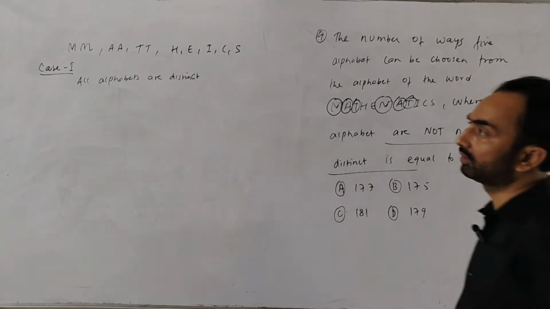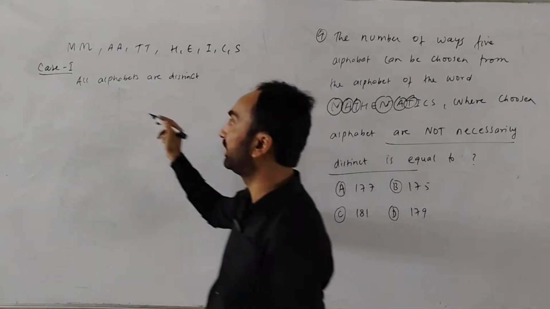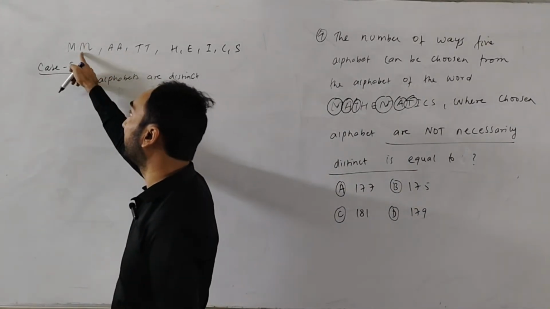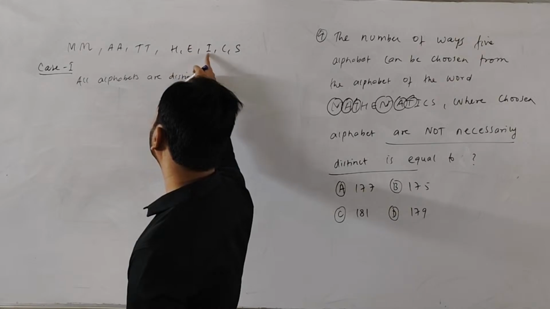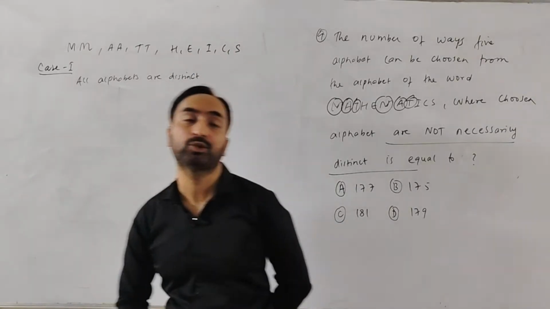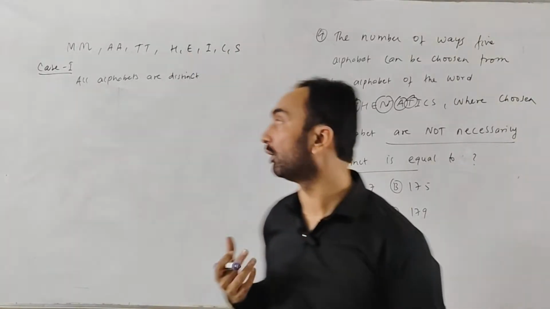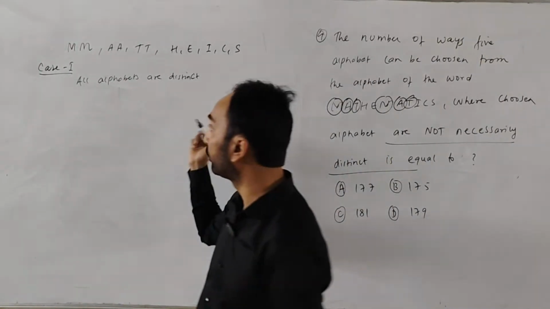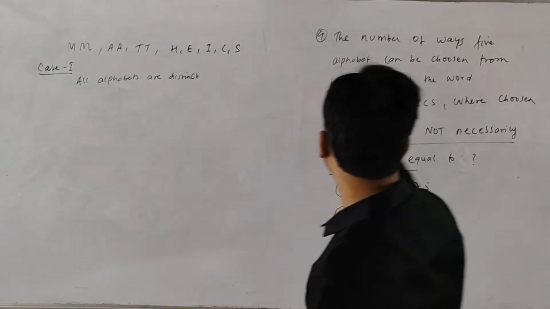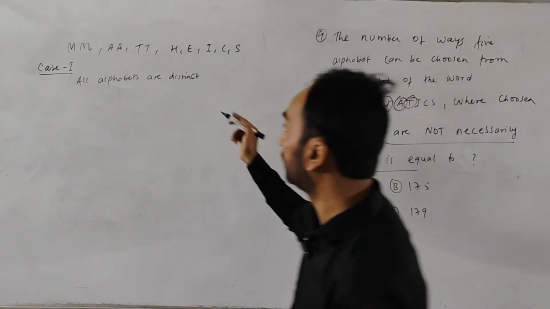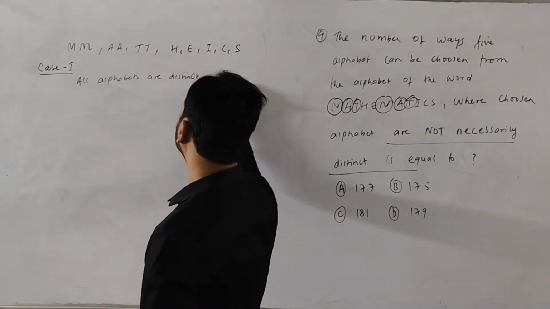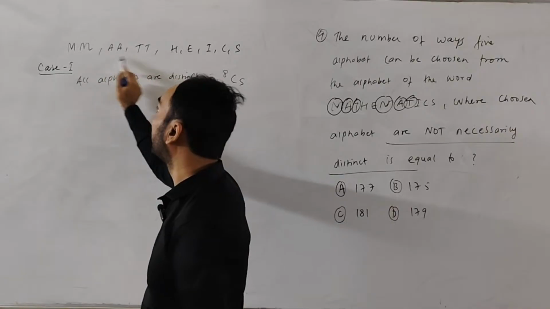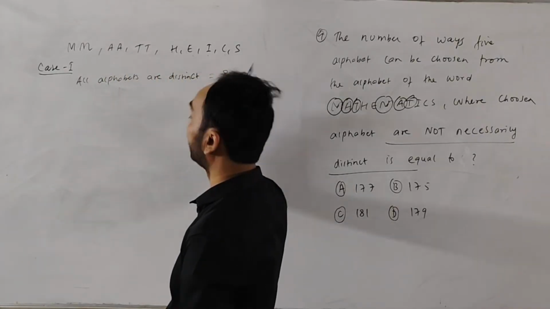Where chosen alphabets are not necessarily distinct. Okay. So all the alphabets are distinct, no? So this is counting as 1, 2, 3, 4, 5, 6, 7 and 8. So we have 8 choices. Out of 8 choices, we are choosing how many? 5, because we have to make a 5 alphabet word. Correct? So it will become 8C5.